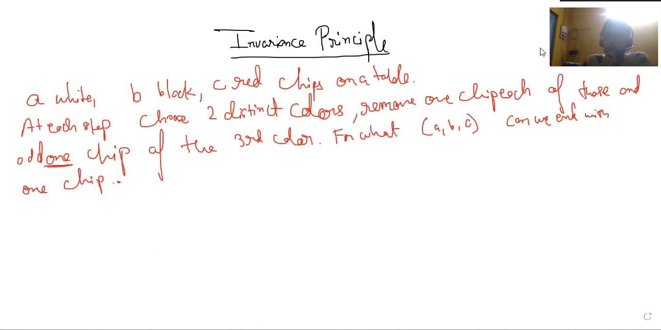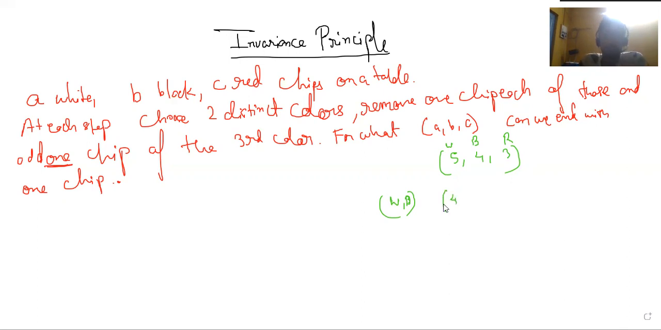Yeah. Let me do an example. So suppose you're starting with 5, 4, and 3. Okay, so this is white, this is black, and this is red. So what is the move? We are going to choose two colors. Let's say I choose black and white, and I am removing one chip each of those two colors.